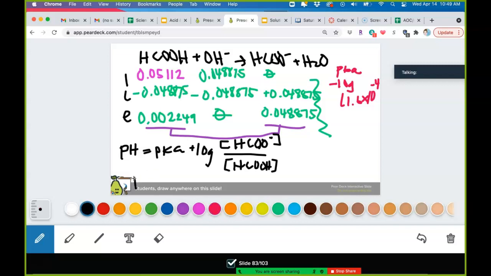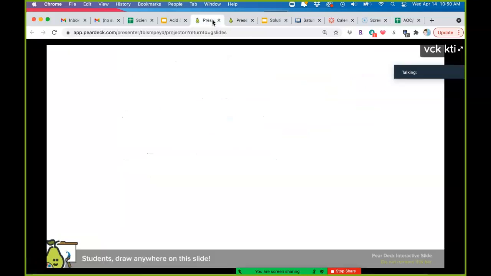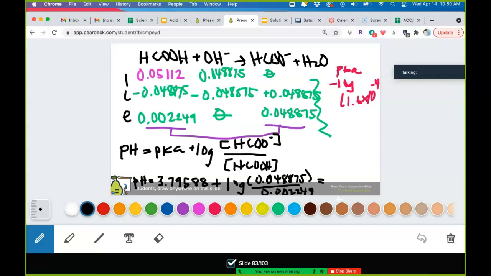So pH equals 3.79588 something something plus the log of the... Okay, and I'm pretty sure it's 5.133, 5.132, 5.134, whatever.